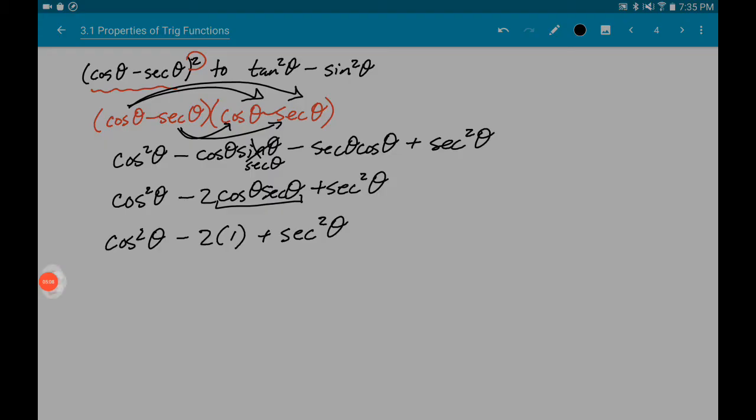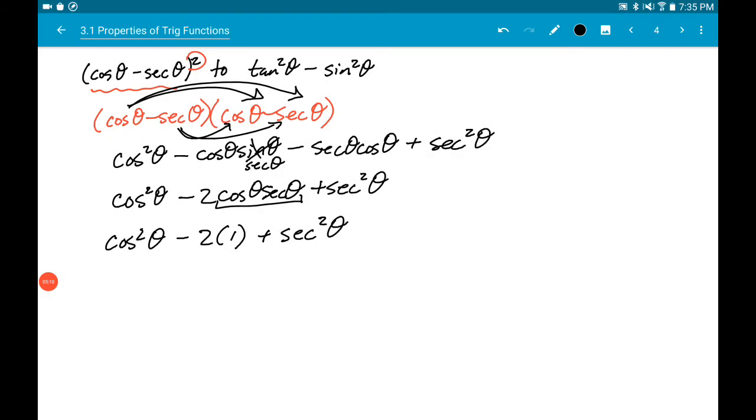All right, here's where it gets a little bit weird. It's about as hard as it gets, but if I do like a cosine squared theta minus 1 plus secant squared theta minus 1. Right, I've kind of got these two things going on.